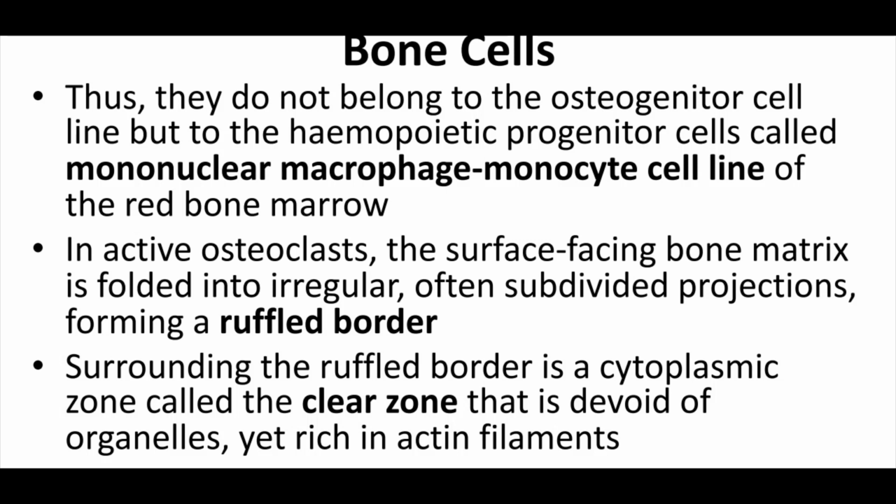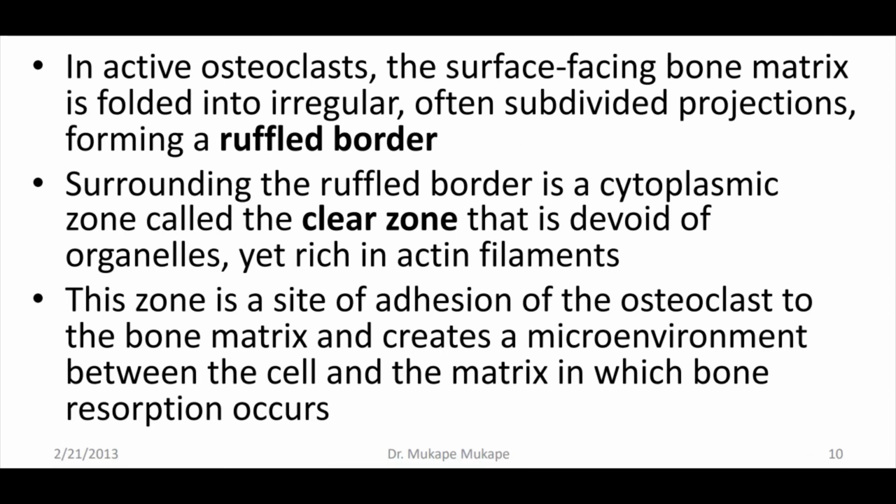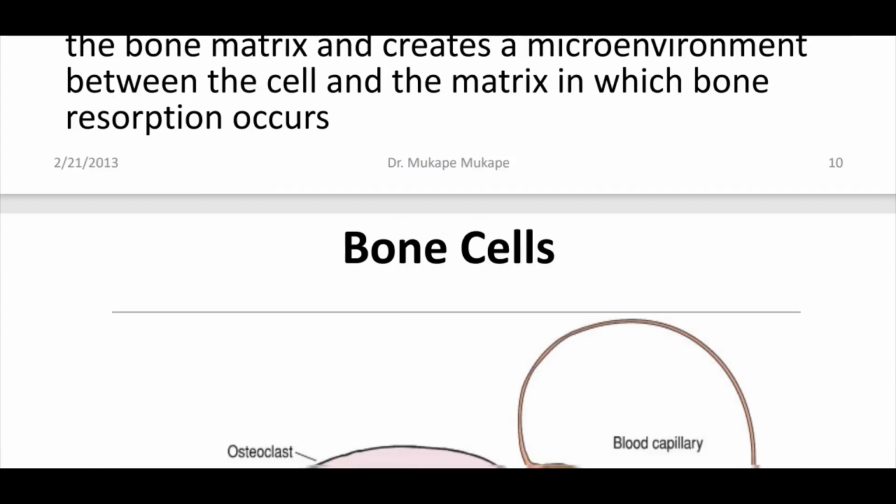Now, in active osteoclasts, the surface facing the bone is what we call the ruffled border. Surrounding the ruffled border is a cytoplasmic zone called the clear zone that is devoid of organelles yet rich in actin filaments. This clear zone is a site of adhesion of the osteoclast to the bone matrix and creates a microenvironment between the cell and the matrix in which the bone resorption occurs.